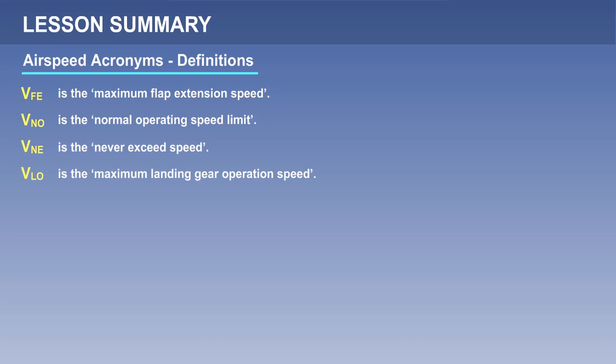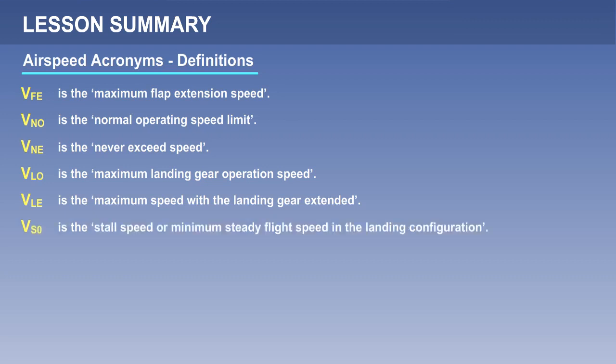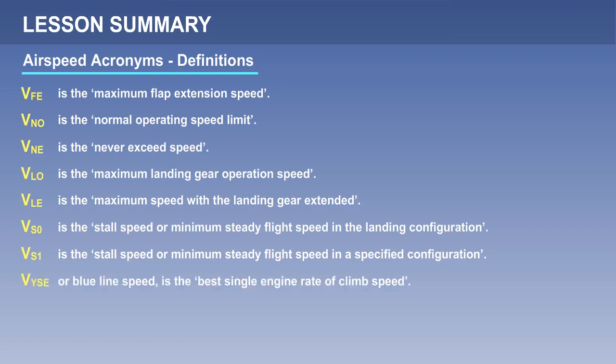VLO is the maximum landing gear operation speed. VLE is the maximum speed with the landing gear extended. VS0 is the stall speed or minimum steady flight speed in the landing configuration. VS1 is the stall speed or minimum steady flight speed in a specified configuration. VYSE, or blue line speed, is the best single engine rate of climb speed.